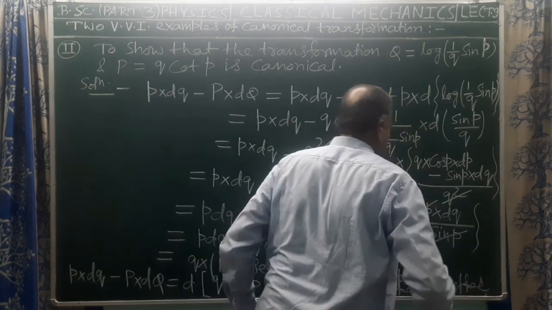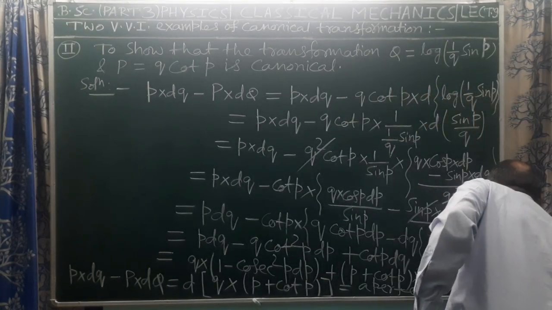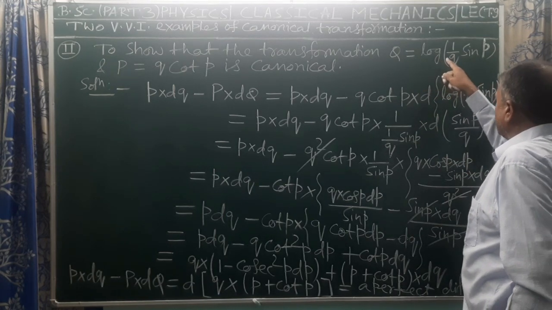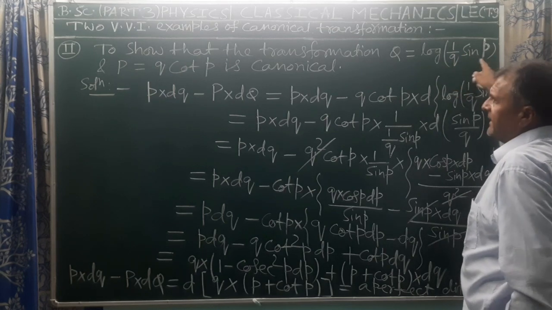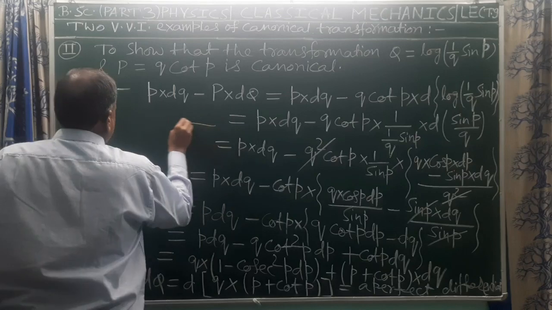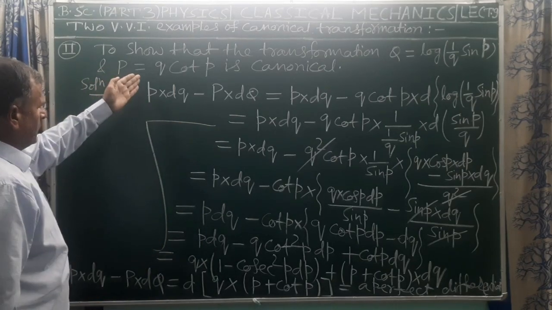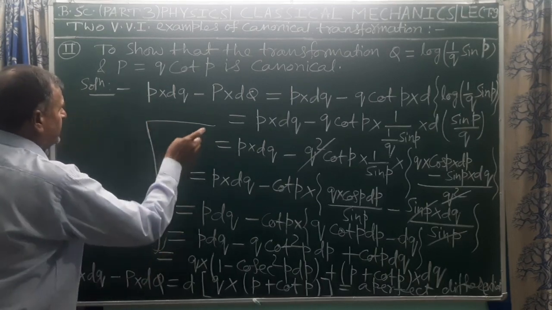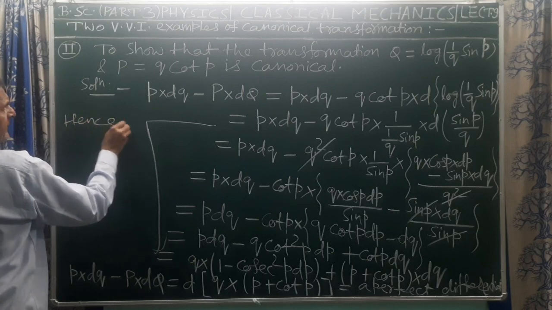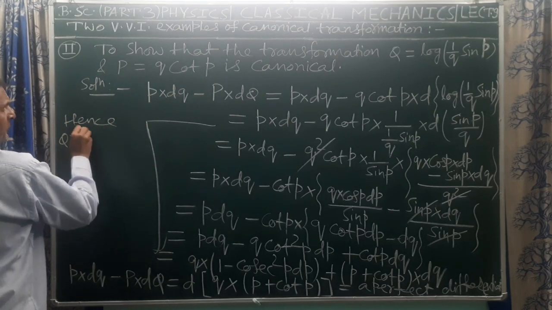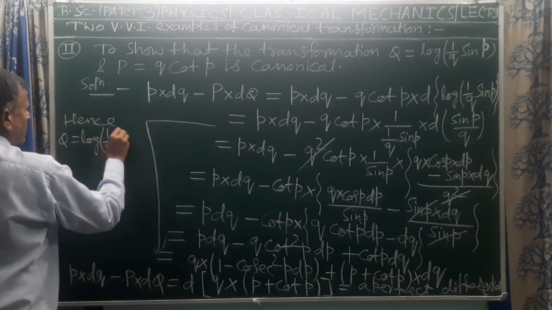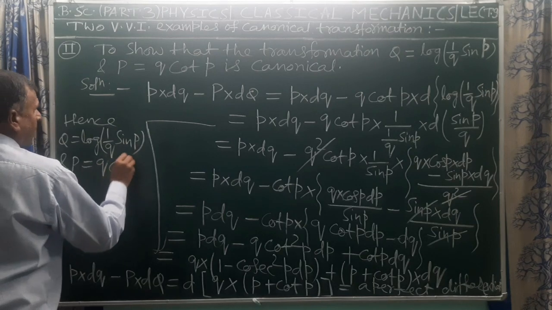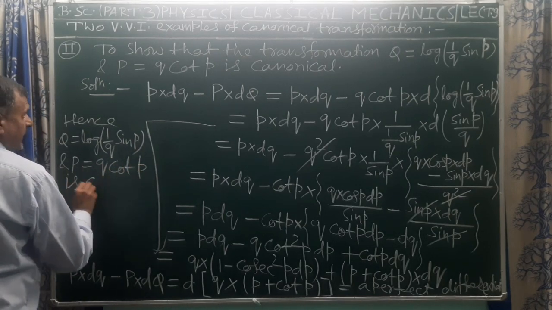So the given transformation, capital Q equals log of bracket 1 by small q sin p, and capital P equals small q multiplied by cot p, is canonical. So this is the result. Hence the given transformation capital Q equals log of 1 by q sin capital P, and capital P equals q cot small p, is canonical.